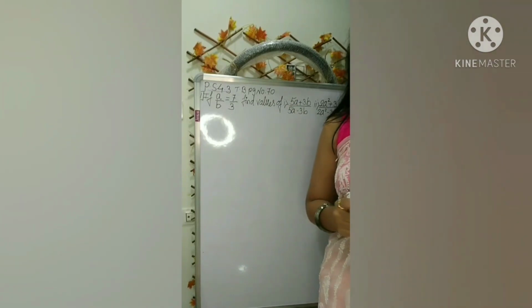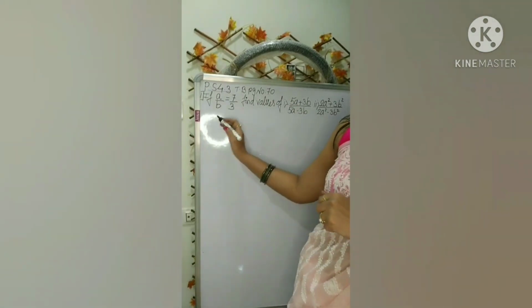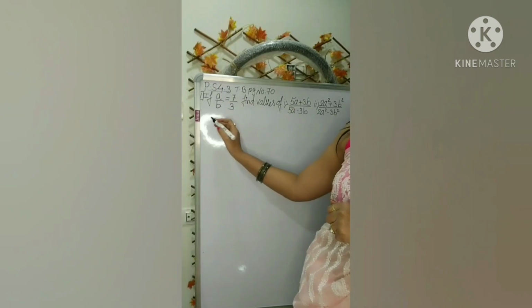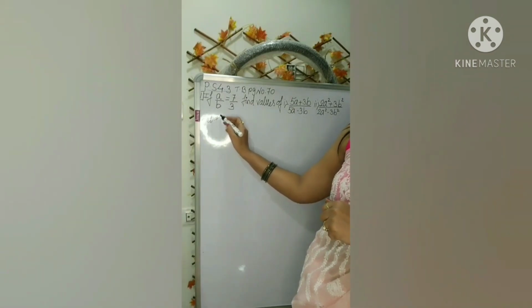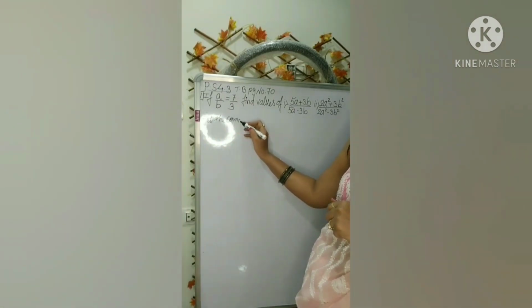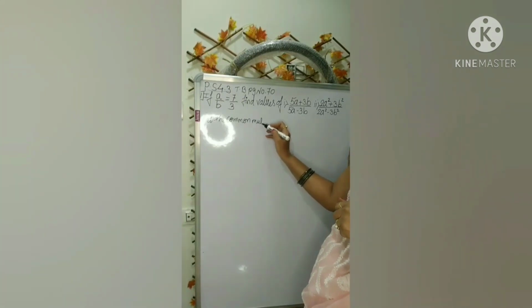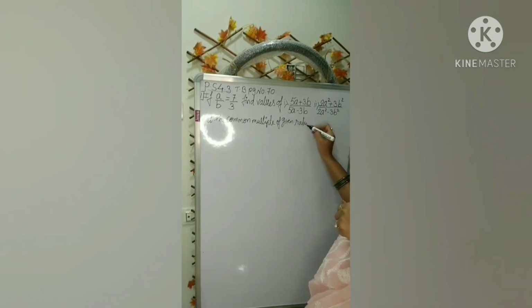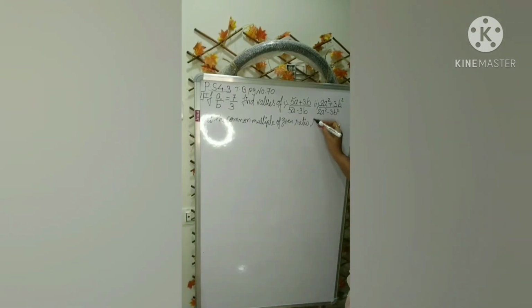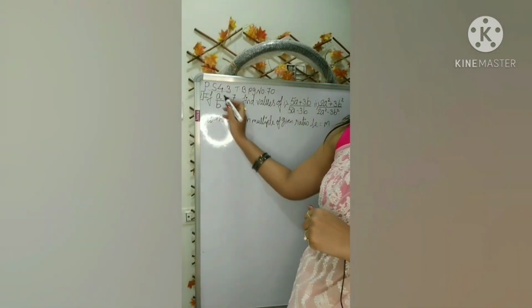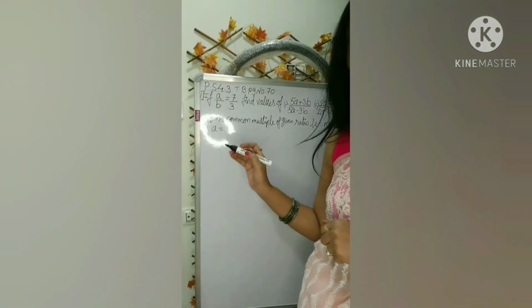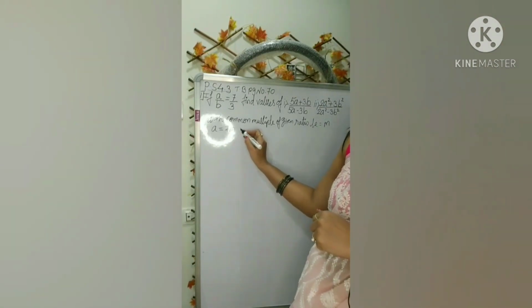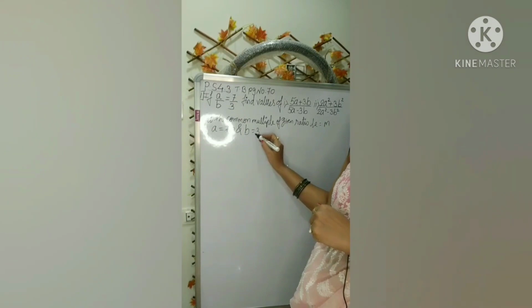So if I assume a letter, what will be the values of A and B? First I will write: let the common multiple of the given ratio be equal to M. You can take M. So the value of A will become 7M and that of B will become 3M.